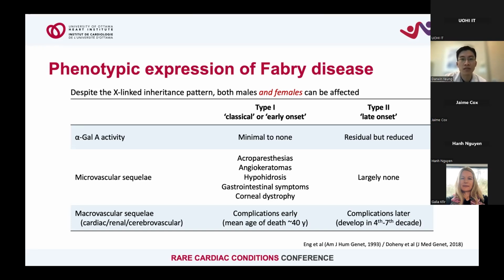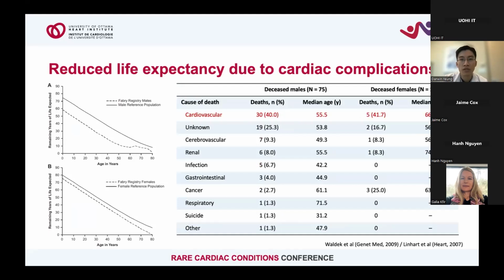Type 2 or late onset disease is characterized by residual but reduced enzyme activity. And these patients largely have no significant microvascular sequelae, but they can develop the same macrovascular sequelae, although they can happen at a later age, in their 4th to 7th decade of life. The reason why it's important to identify Fabry disease is that prior literature has shown reduced life expectancy in these patients. And this table just demonstrates that cardiovascular complications represent the leading cause of morbidity and mortality in both male and female patients with Fabry disease.